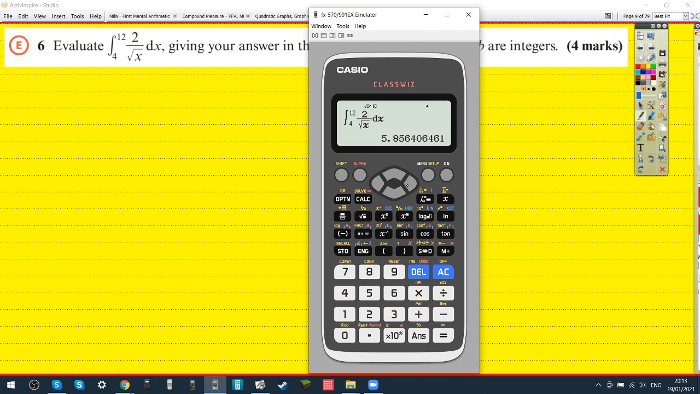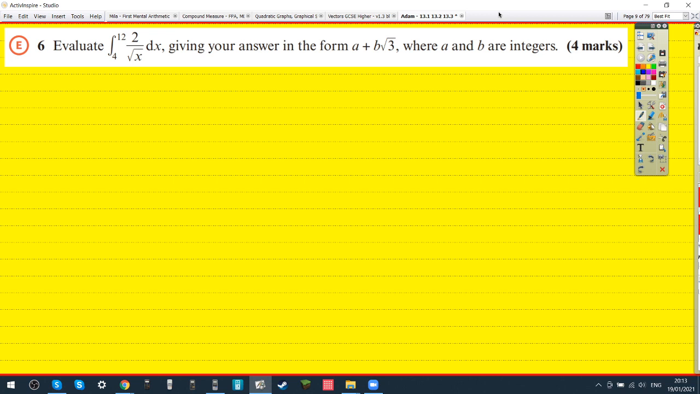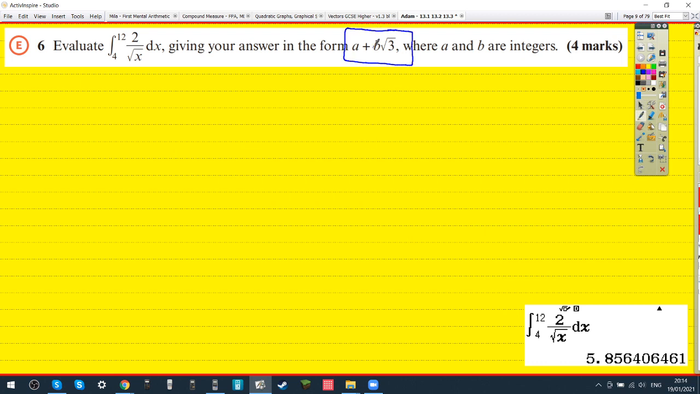Okay, so I'll do that. And so this is what I get. The problem is, the reason I picked this question and they're kind of onto us is they wanted it in the form of a plus b root 3.